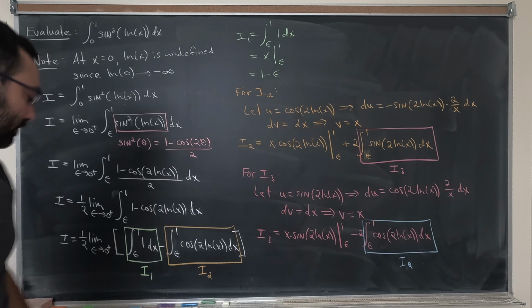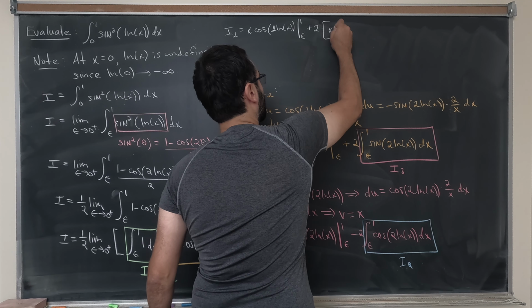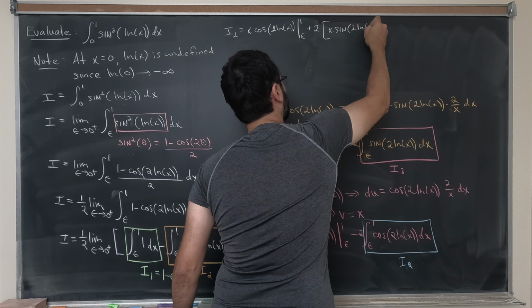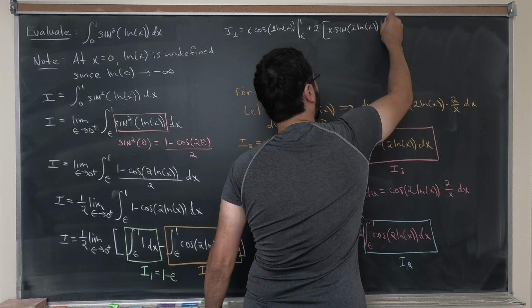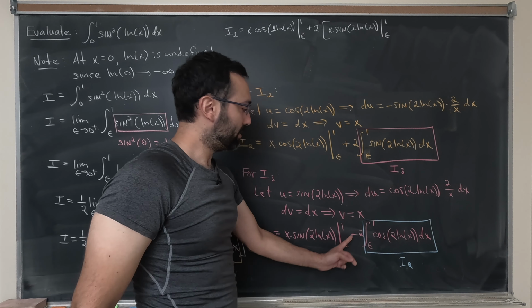So I2 is simply x times cos of 2 ln of x evaluated from epsilon to 1 plus 2 times I3. Now I3 is all of this, but we'll put what's in blue and call it I2. So x times sine of 2 times ln of x, evaluated from epsilon to 1, minus 2 times I2.